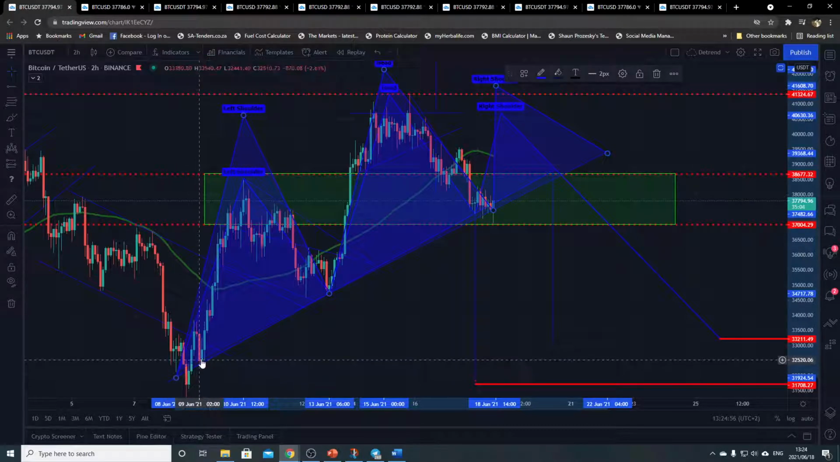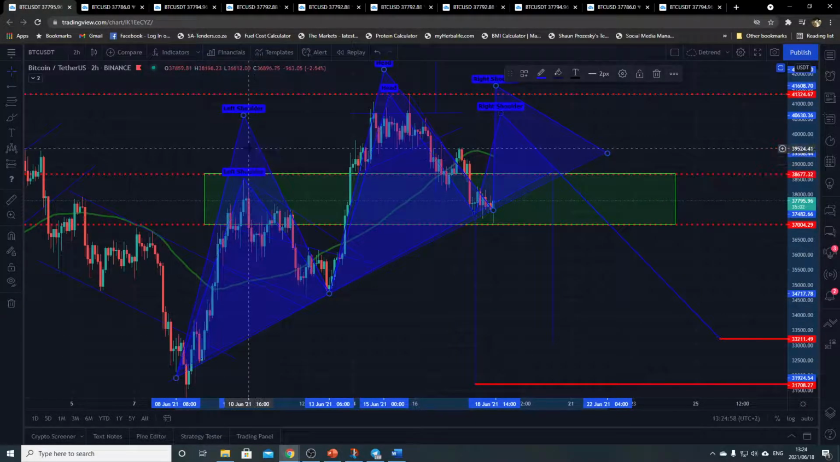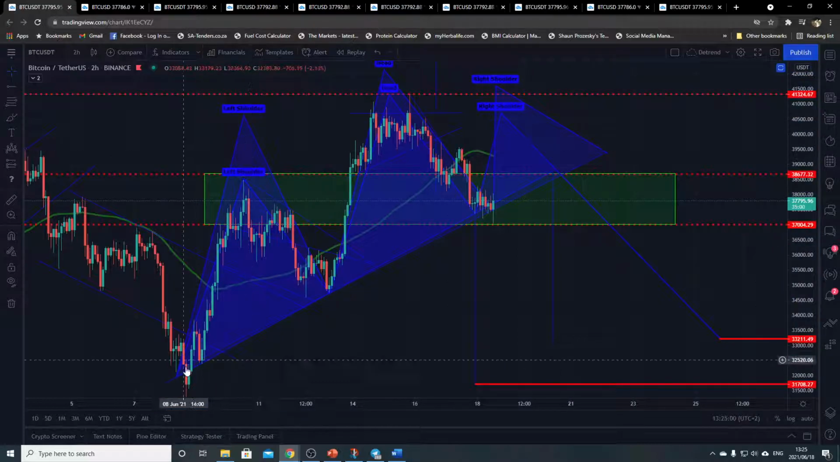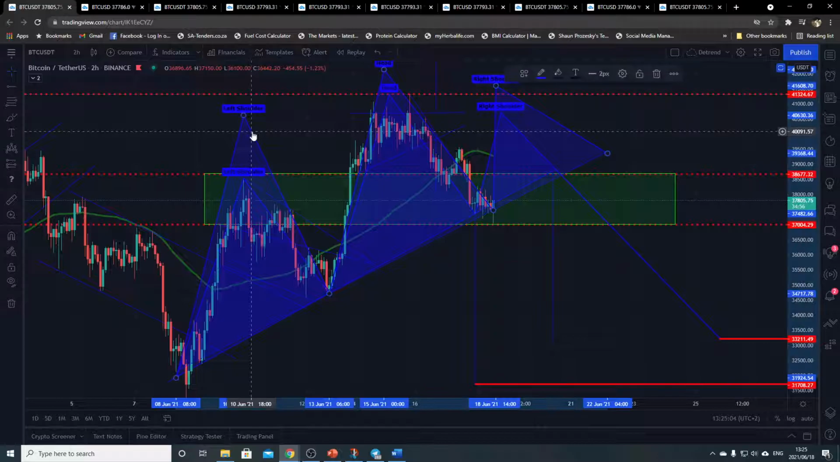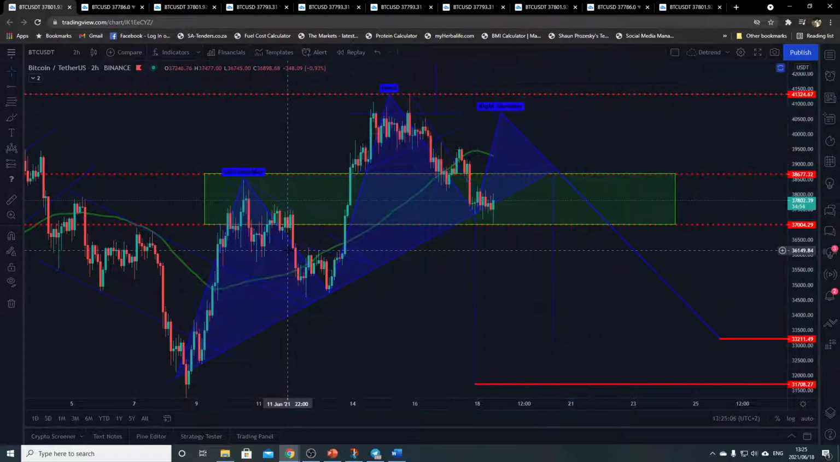This is the overlay of the head and shoulders over here. Okay, so I'm going to quickly delete this one now, because now I've showed you exactly how you can do a head and shoulders.